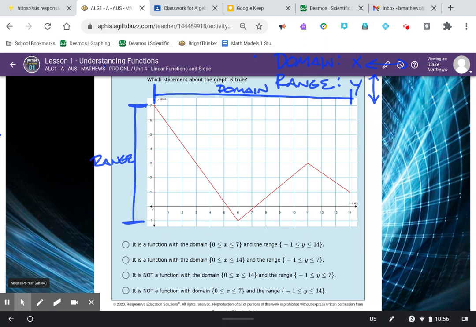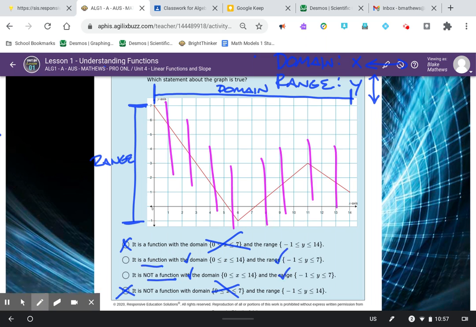So we try to find it. I see this one, 0 to 7, that's wrong, so that's not it. I also see 0 to 7 here, so that's not it. So these check out on the domain, but then on the range, -1 to 7, -1 to 7. This one says they both have the same values for range. So is it a function or is it not a function? Well, I can use the vertical line test to check that. And I see there are no places where the graph crosses twice. So then it is a function.